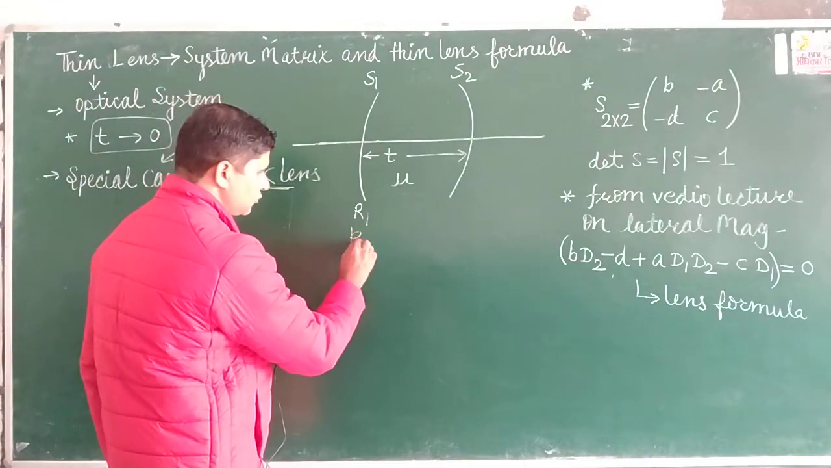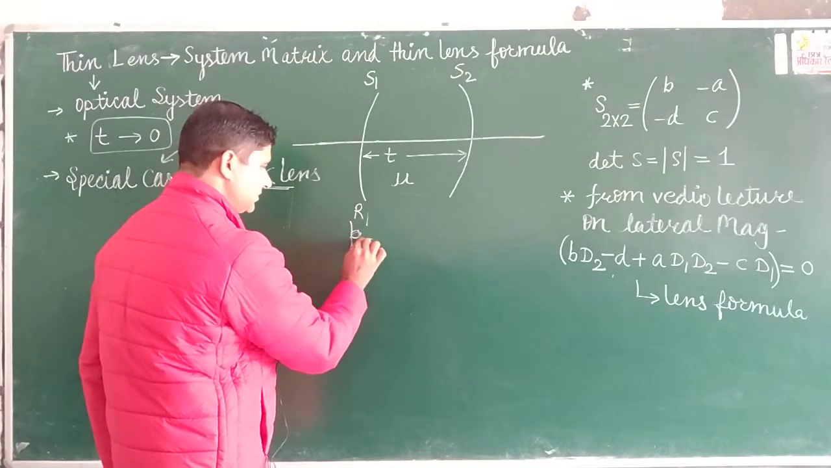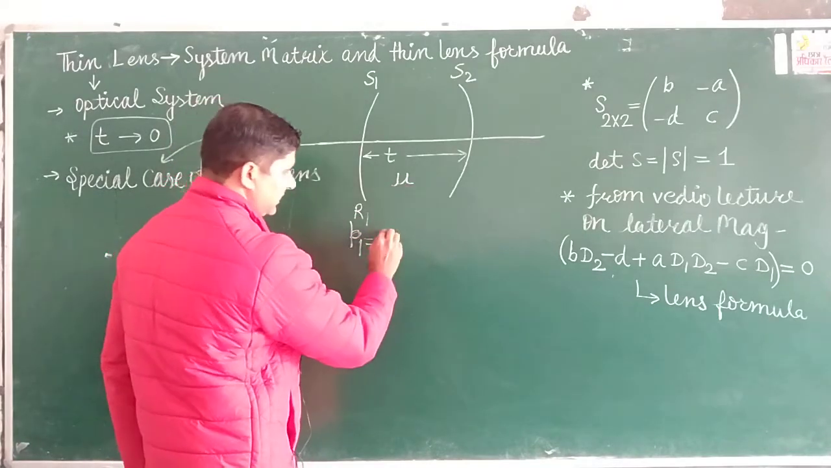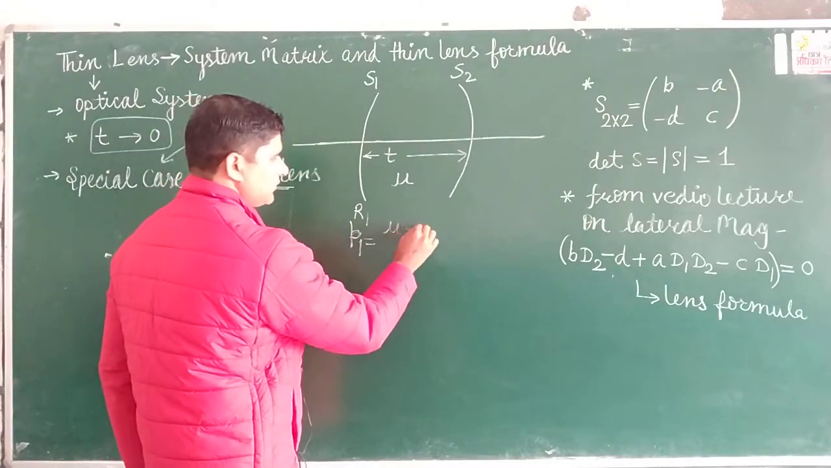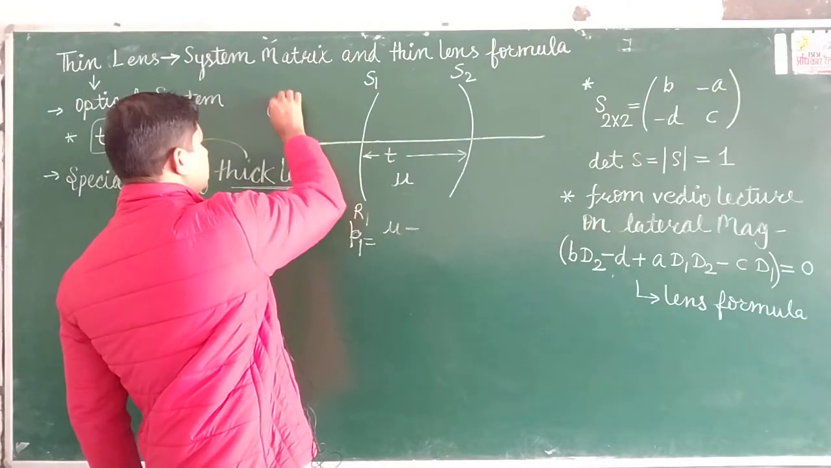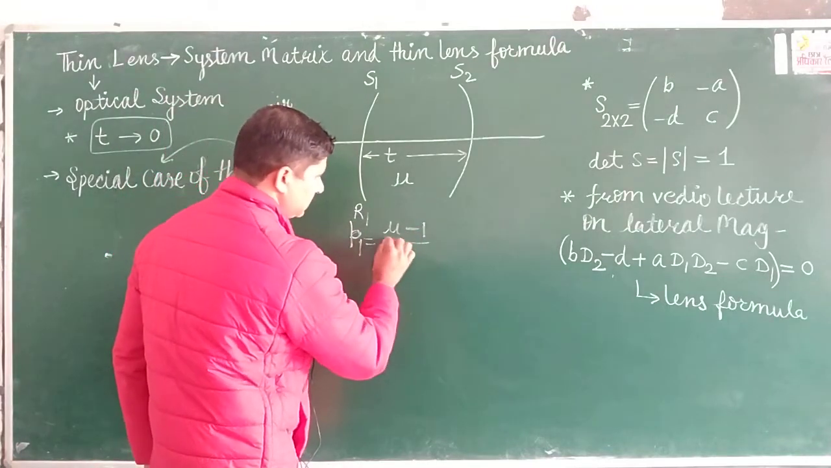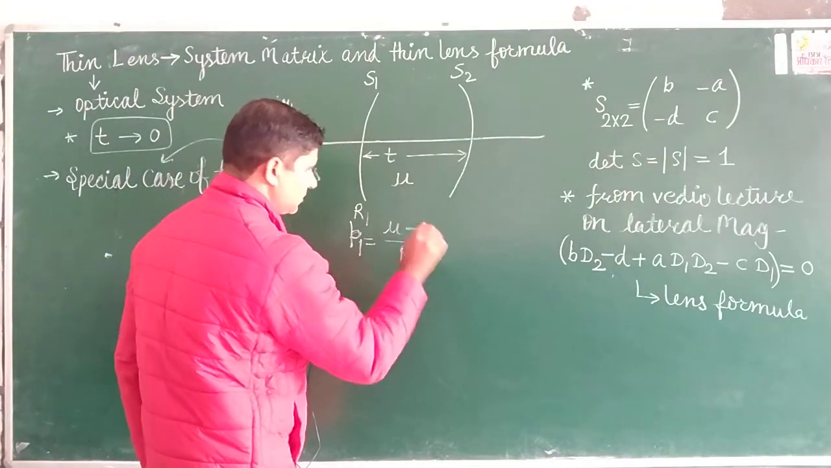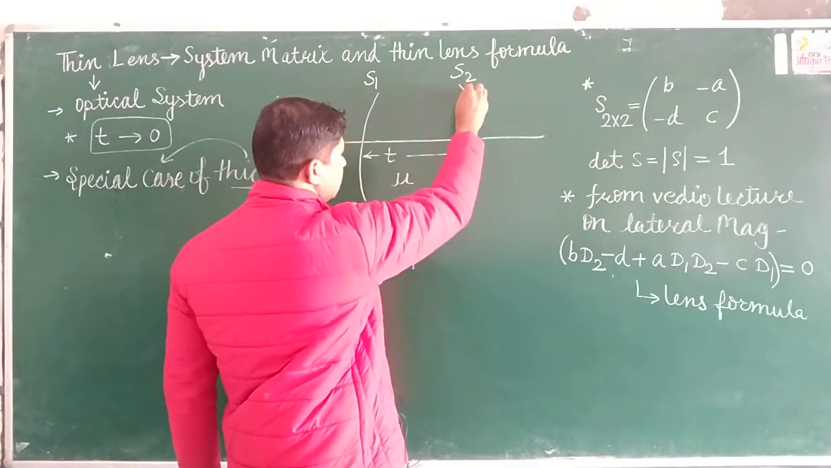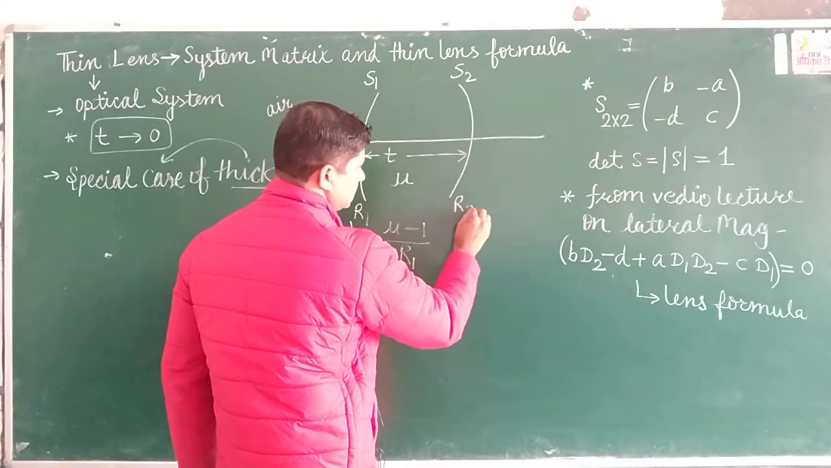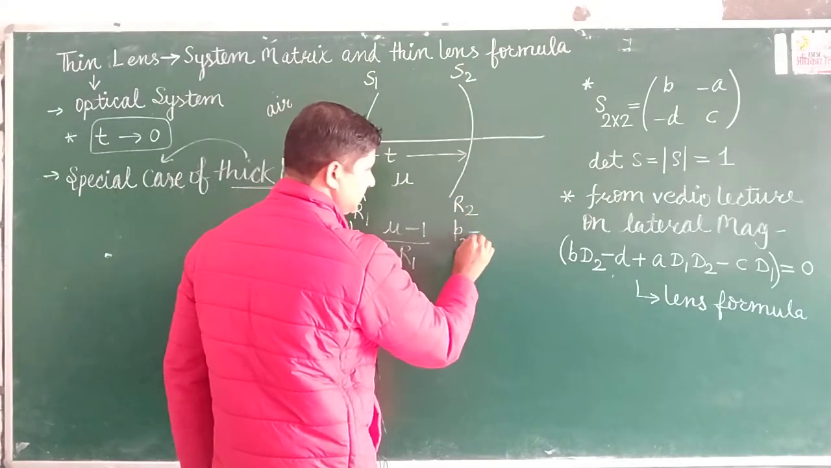So the power of this surface, P1, will be equal to the refractive index of the second medium, that is mu, minus the refractive index of the first medium, and here we are assuming that this is air, so I will write 1, divided by R1. Then you have the second surface whose radius of curvature is R2 and the power of the second surface is P2.